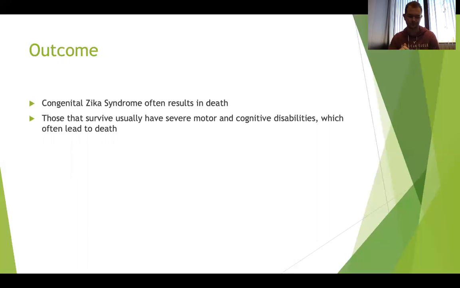All right, so the congenital Zika syndrome varies in severity. However, most oftentimes, it results in death. And those that do survive have severe motor and cognitive disabilities, which again often leads to death in the long term. Also, I'd just like to say there's very little information on the long-term effects of both Zika virus and congenital Zika syndrome, because research has only started relatively recently, since the 2007 outbreak. So yeah, there's very, very little that's actually known about it.